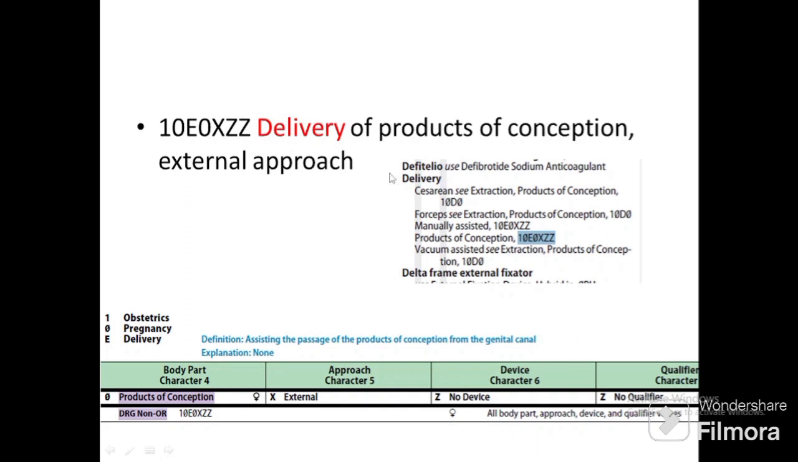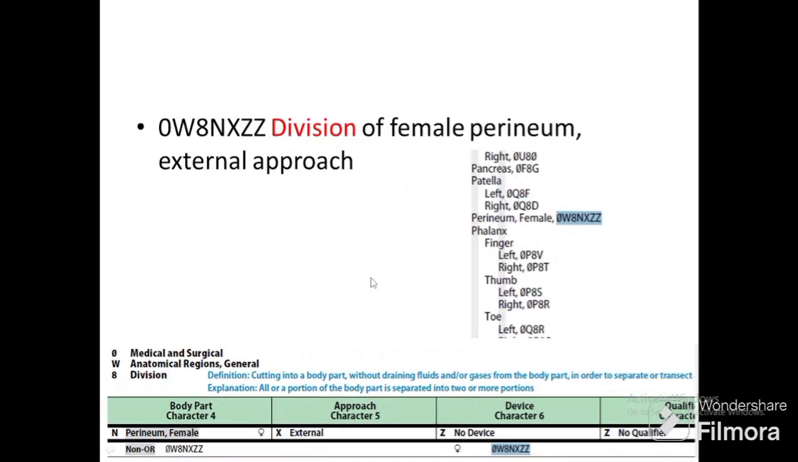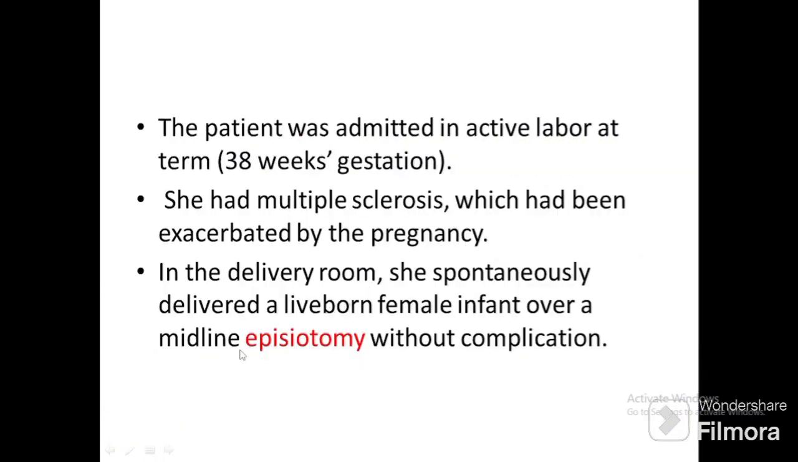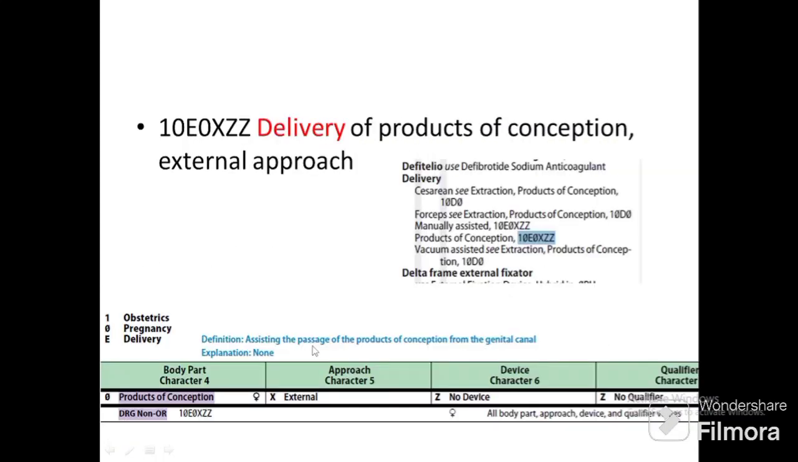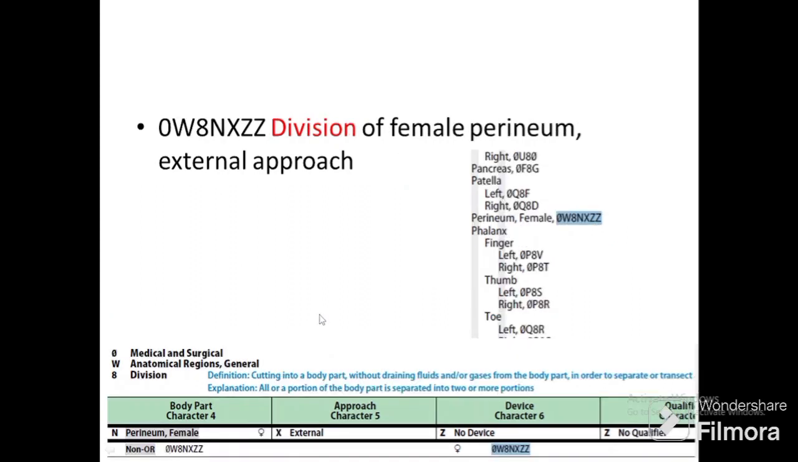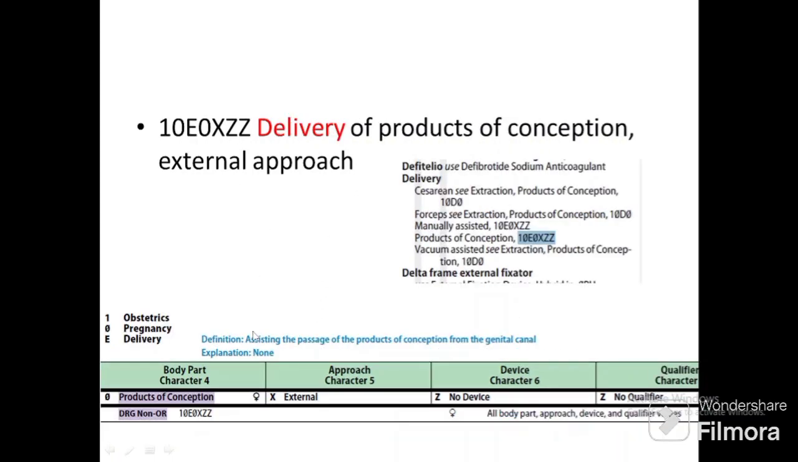So we should use the term delivery, the root operation in the index, and under the delivery you should search for products of conception. So products of conception, so 10E. So we should go to the table 10E, and under 10E, products of conception, external approach, no device, no qualifier. And apart from delivery, you should also code for episiotomy, midline episiotomy. So according to the guideline, the procedures done on the mother are always coded to the medical and surgical section.